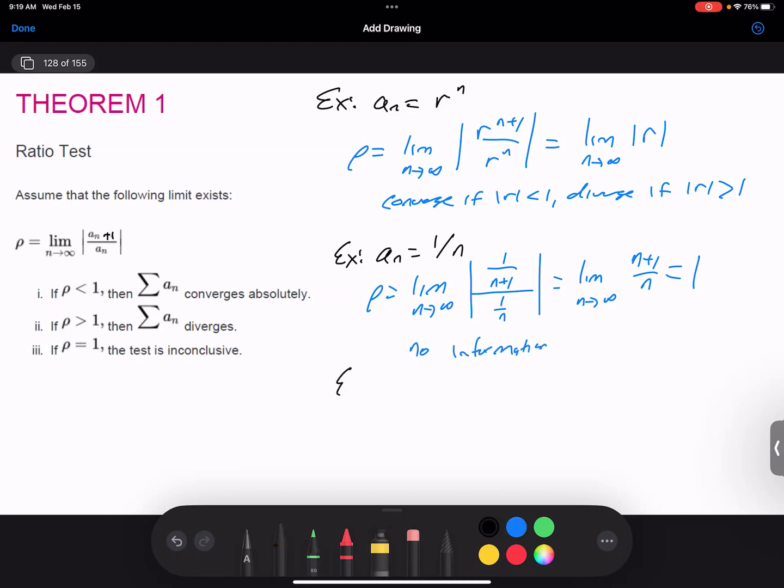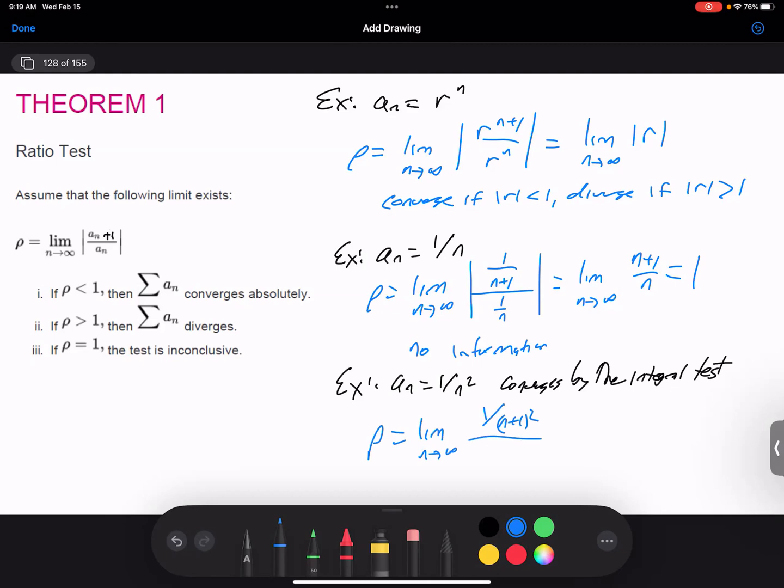And then we didn't do this one yet, but if I give you a_n equals 1 over n squared, this converges by the integral test. So I'll let you do that exercise. If there's time at the end of today, I'll try to go back and do that. Let's calculate what rho is in this case. And so we get rho is the limit as n goes to infinity of 1 over n plus 1 squared divided by 1 over n squared. So this is the limit as n goes to infinity of n.